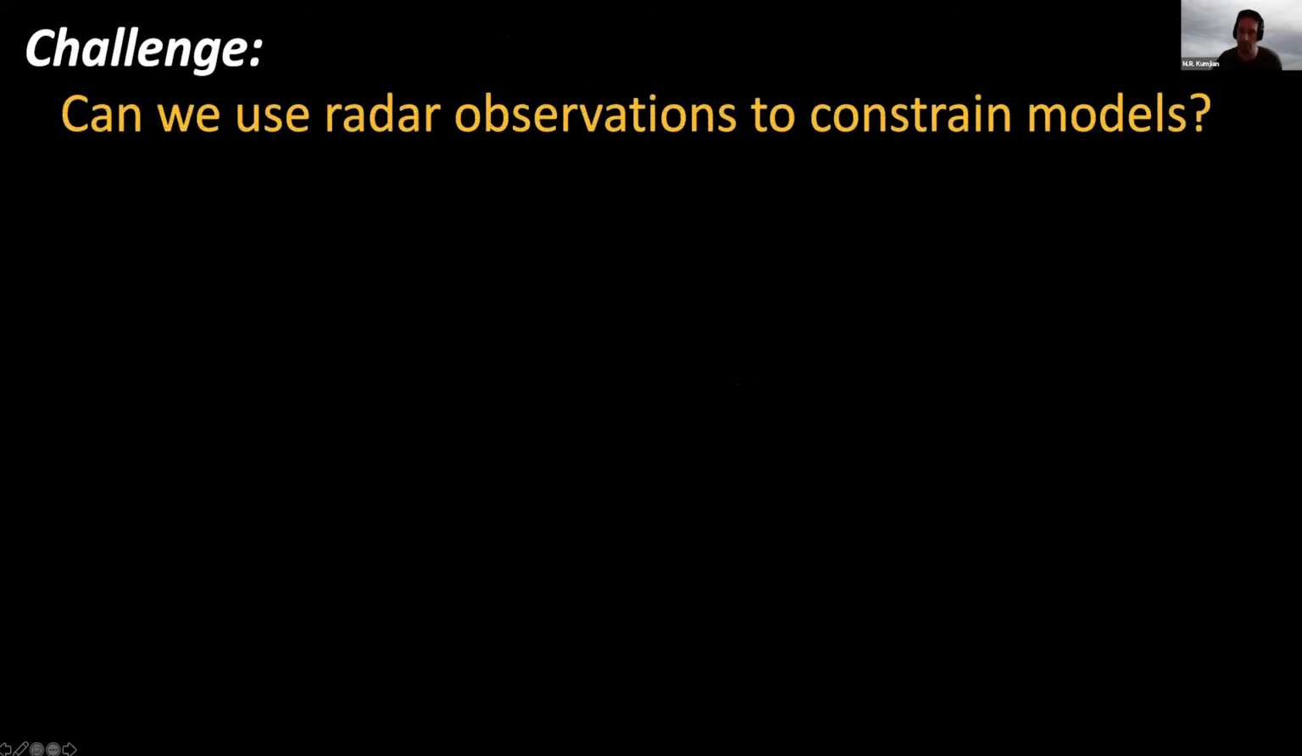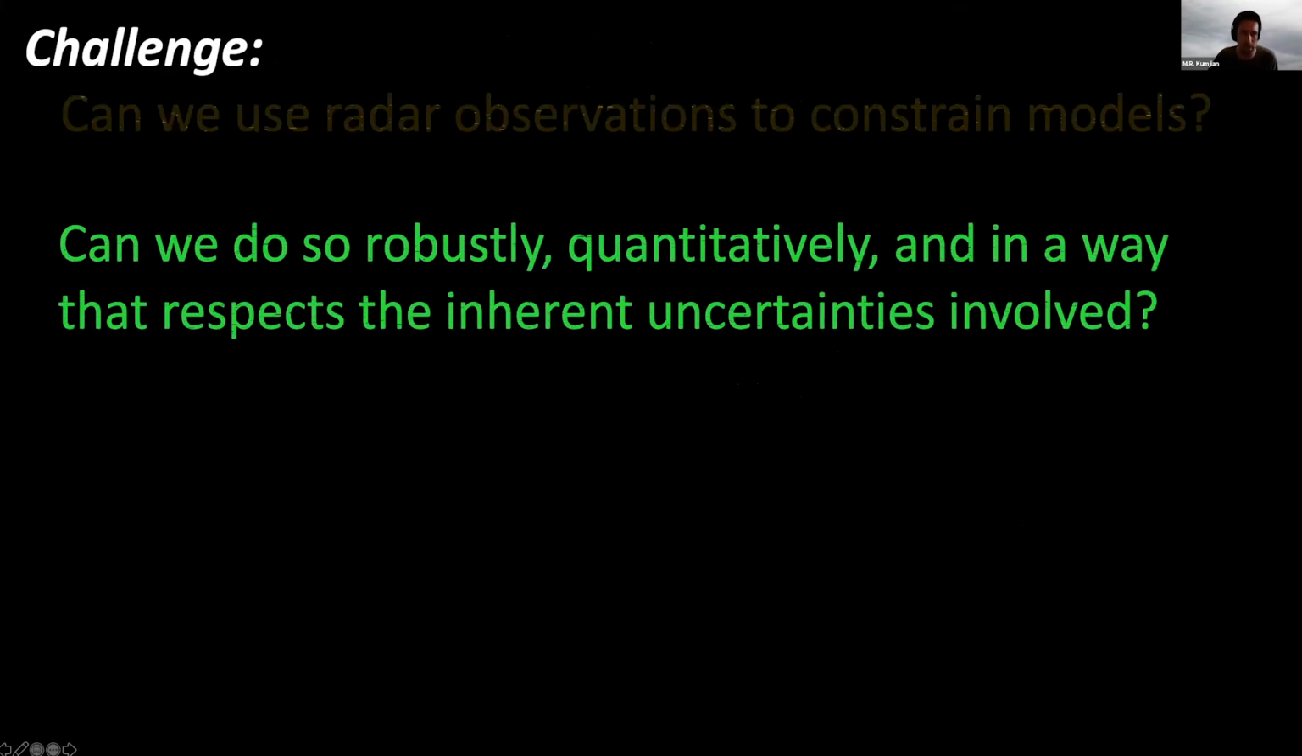So with all that, the challenge becomes, can we use these radar observations to constrain our model? And we can always constrain a model with observations. It doesn't mean we do a good job at it. So maybe a more significant challenge here would be, can we do so robustly, quantitatively, and in a way that respects the inherent uncertainties involved? And we heard a little bit about those uncertainties from the previous two talks. So as the previous two talks suggested, we're also going to be using Bayesian inference here, looking at the MCMC framework to answer this question.